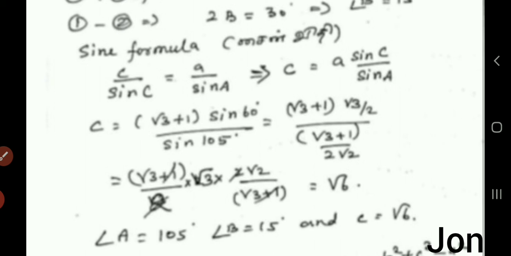Similarly, the sides a and b are given. We want to find the value of c now, isn't it? So we want to take the sine formula here. That sine formula is c by sine C equal to a by sine A. So keep c here and take the cross multiplication. Therefore, c equal to a sin C by sin A. And then substitute all the values given in your book. For a, that is root 3 plus 1. For C, that is sin 60. And then for A, 105 degree.